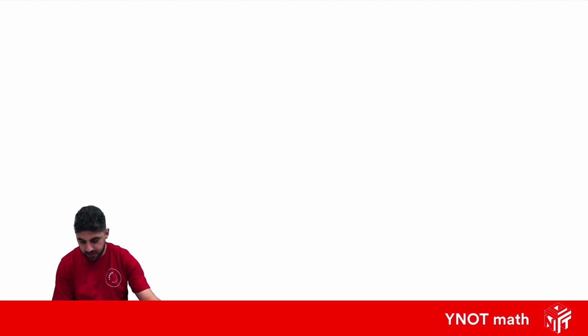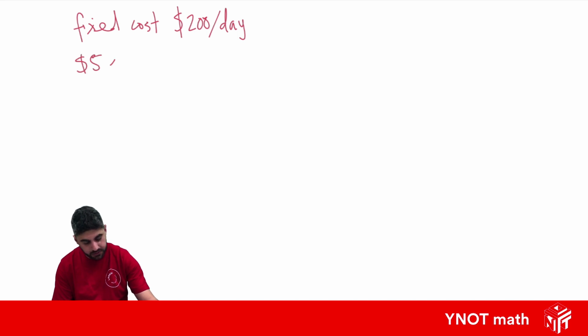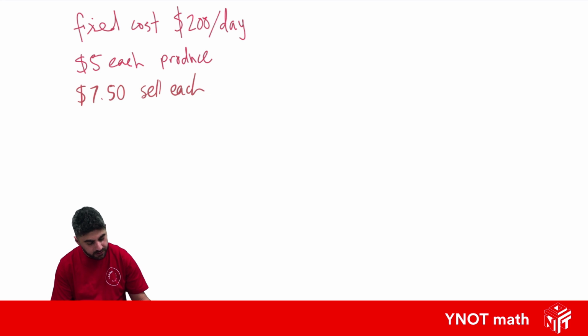So we have a business with a fixed cost of $200 per day, and they sell burgers that cost $5 each to produce. That's part of their cost, and they sell them for $7 each. Let's have a look at a graph that shows this information.